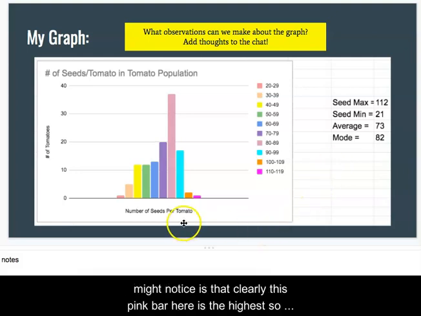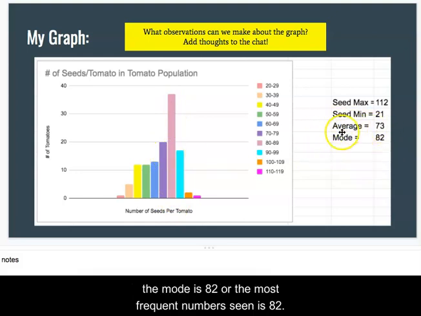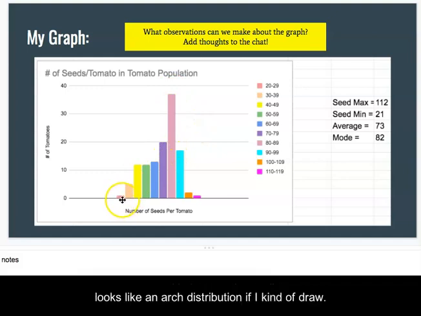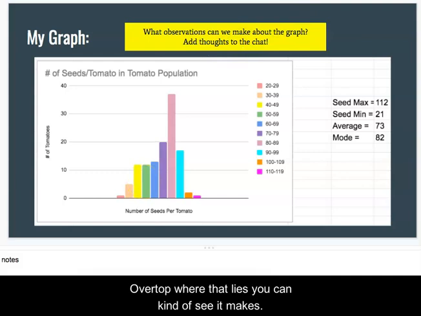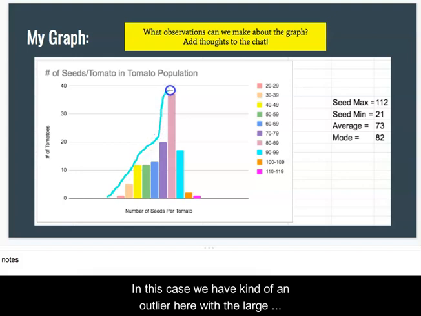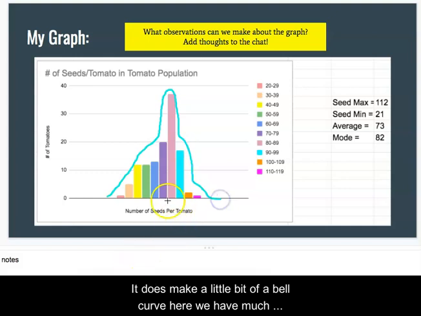But some of the things that you might notice is that clearly this pink bar here is the highest. So there was a majority of tomatoes that had seeds somewhere in the 80s. And that makes sense because the mode is 82, or the most frequent number seen is 82. So we see that outlier here. We can also see that it looks like an arch distribution. If I draw over top where that lies, in this case, we have an outlier here with a large count, but you can see that it does make a little bit of a bell curve here.